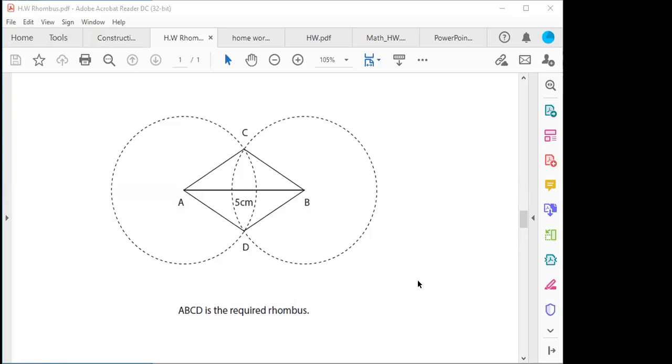Okay. Swati, can you ask one question? Which is better? If you are given a side and a diagonal to construct a rhombus, should you start with the side or should you start with the diagonal, and why?